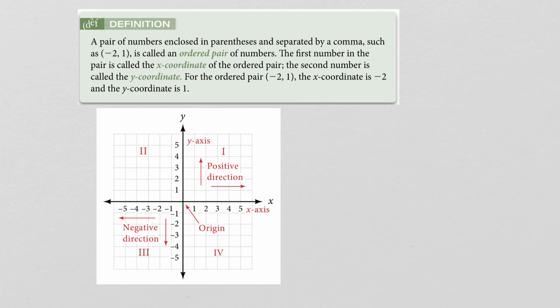So for example, the ordered pair -2, +1 corresponds to -2 on the x-axis and +1 on the y-axis. And if we line those up, we can see that that point, or that ordered pair, is right here in our graph. Now the reason we do this is because we can show relationships between the two variables, x and y.